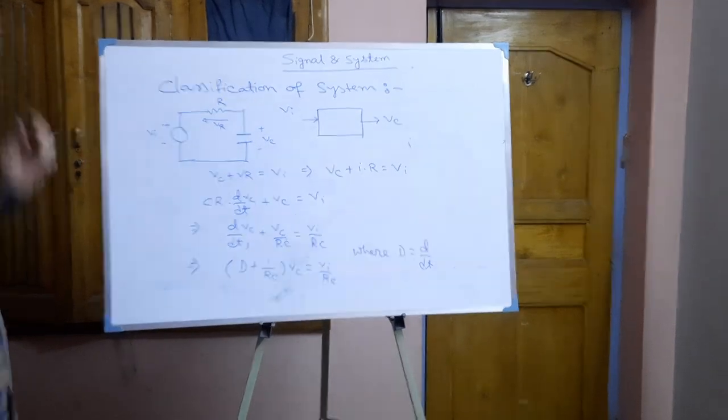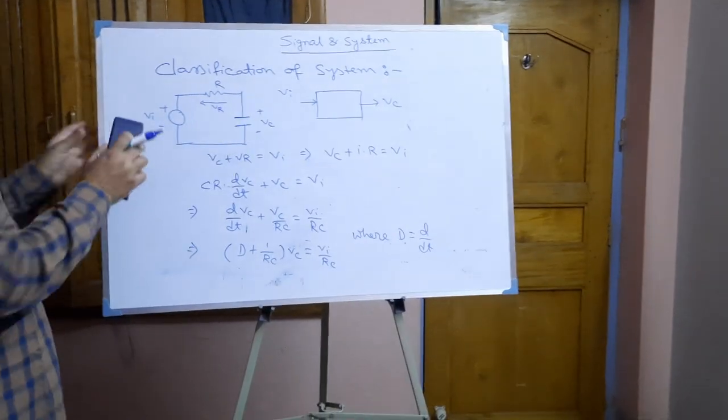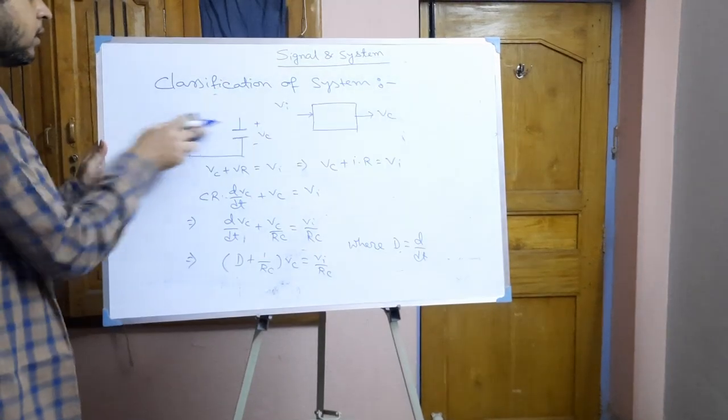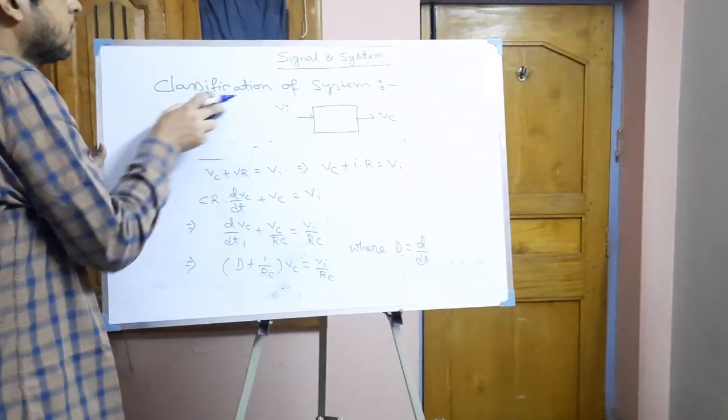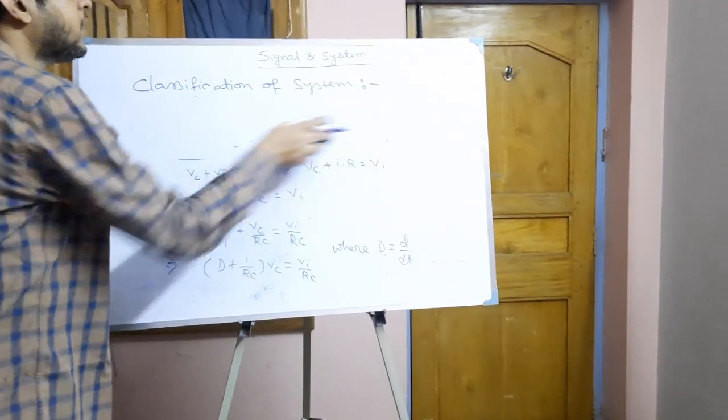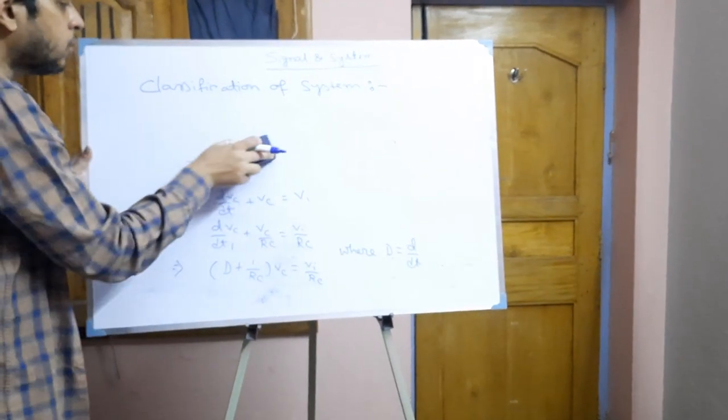Now let us take the example of one discrete time system. Say we are interested in calculating the population of a country.